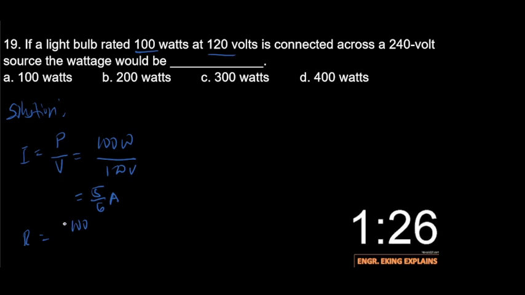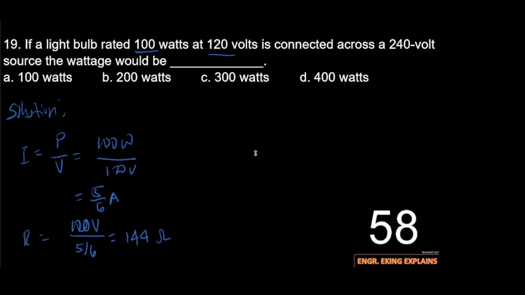Then solving for R, so that is 120 volts over 5 over 6. Okay, so meron tayong 120 divide 5 over 6. Okay, so this will be equal to 144 ohms.